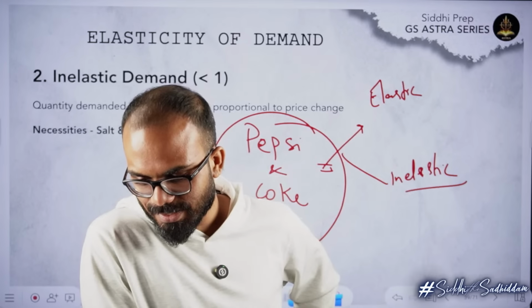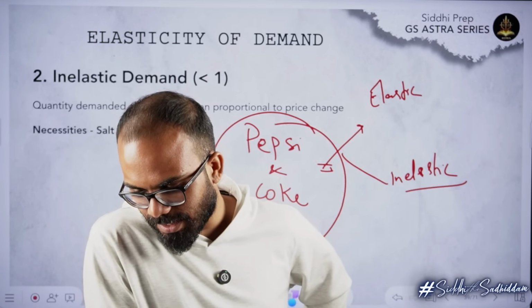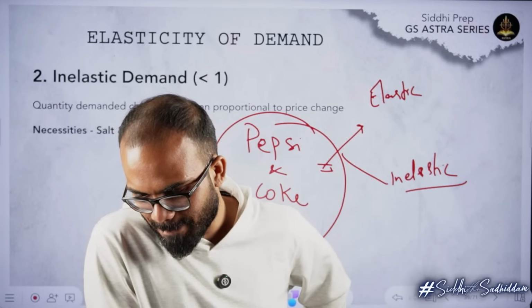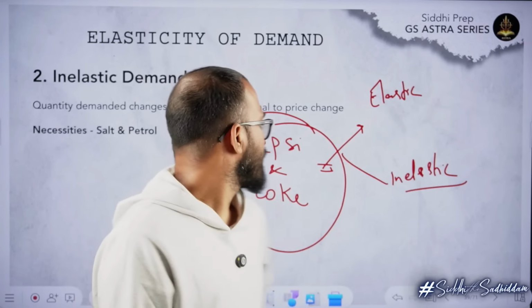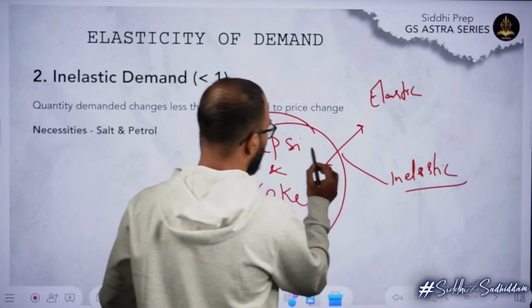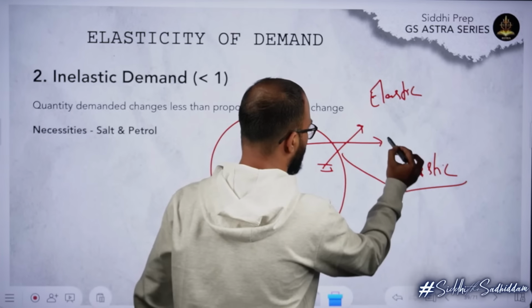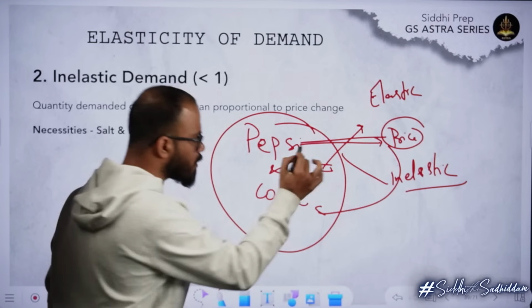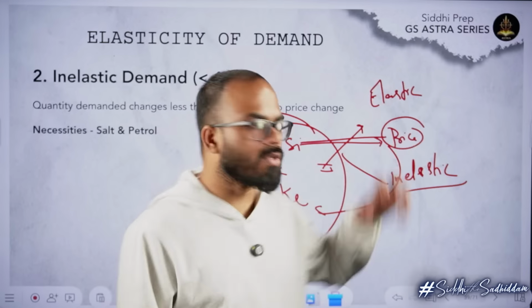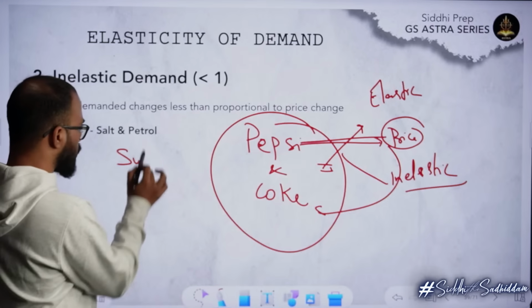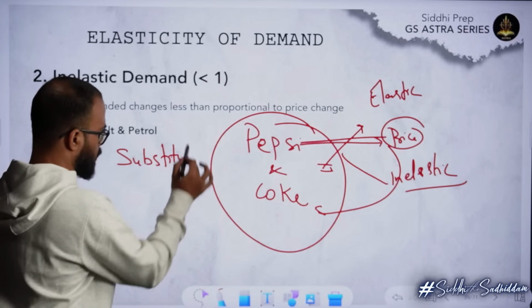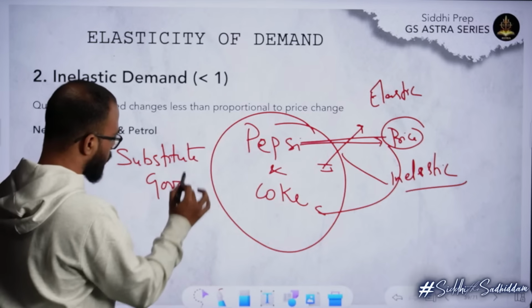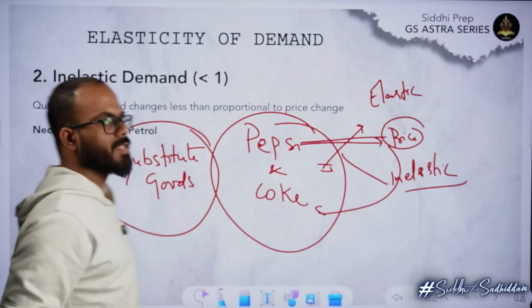Elastic? Yes, they are elastic. Very good. These are elastic because if you change the price of Pepsi, everybody will shift to Coke. These kinds of goods are called substitute goods. Right? These are called substitute goods.